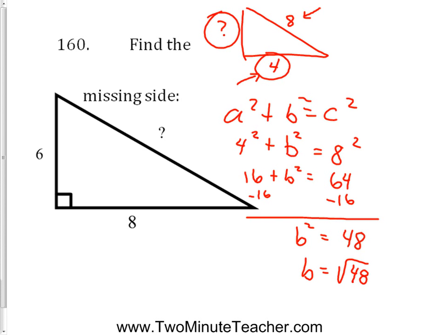Well, let's see, what's that close to? Square root of 64 would be 8. Square root of 49, ooh, it's really close to the square root of 49. The square root of 49 would be 7, and this is a little less than 7, so I'm going to say that b must be about 6.9. Okay? All right, so there's how you use the Pythagorean theorem in a couple different examples.